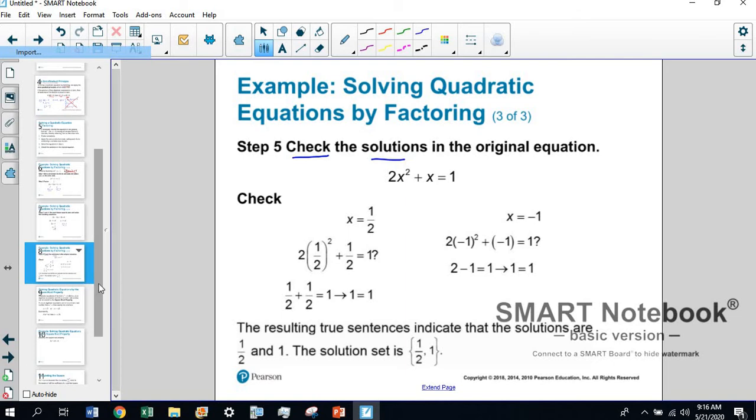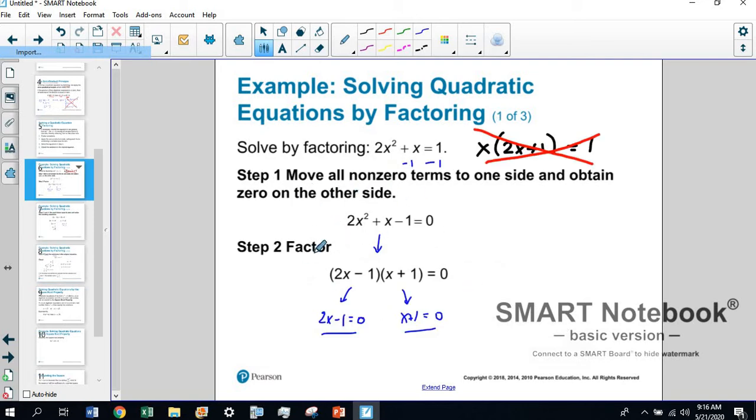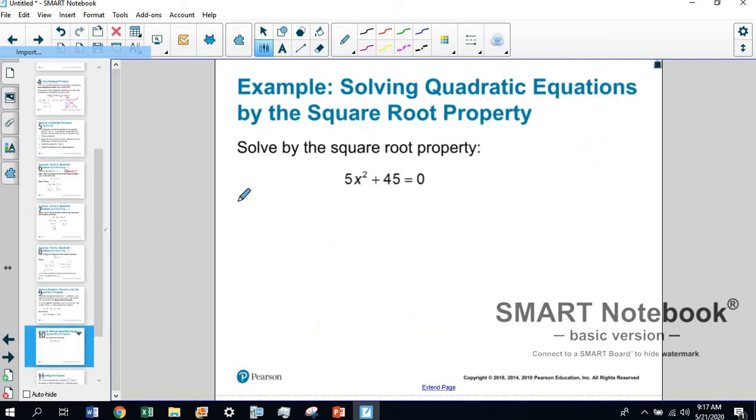Okay. So if things factor, right? If things factor, then you have a very nice, easy step-by-step process to solve the quadratic equation. Unfortunately, not everything factors. Not all quadratics factor. And so what happens if they don't factor? Well, here's a special case. This is a special case of quadratic equations, and this is when b is equal to 0.